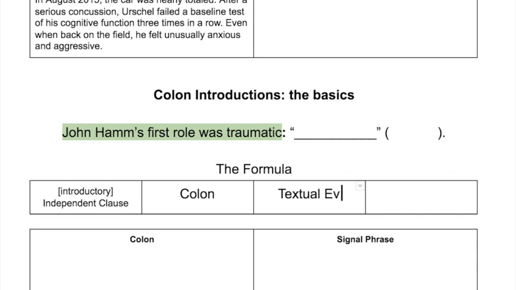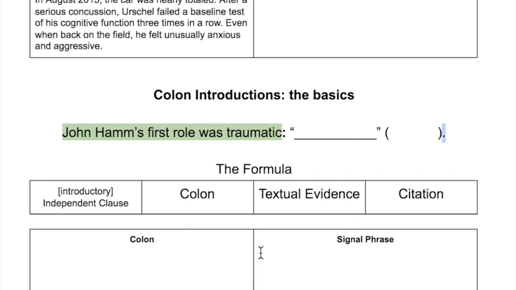Then you've got your textual evidence again, and you've got your citation. So this is the exact same from the previous video where we have the direct evidence taken from the text. You've got quotation marks around it. You have your citation with author's last name and page number, and you have your period. So let's just look at how this looks in comparison.